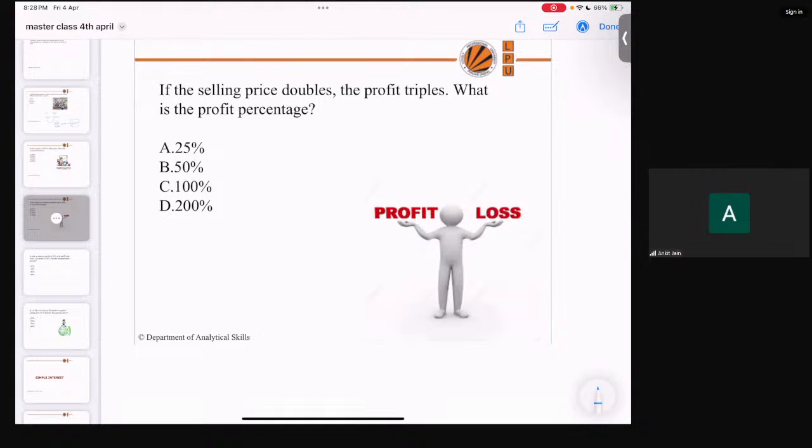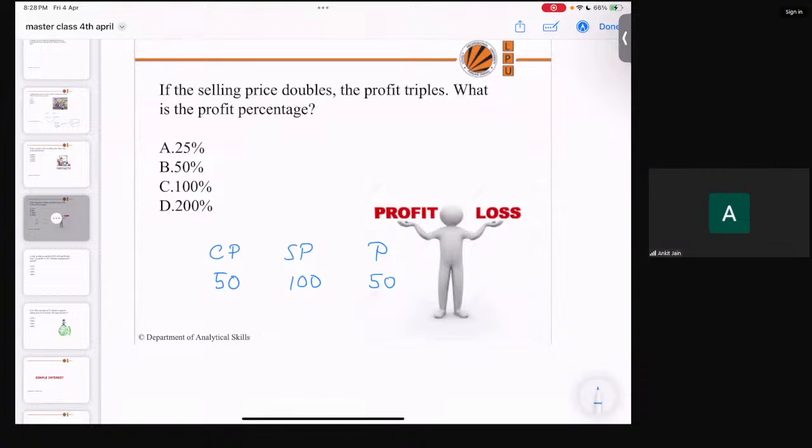If selling price doubles, profit triples. So what is the profit percentage? Imreen gave the right answer. Very good, 100%. This is the case only when the profit is 100%. Suppose we assume a case, let's say CP is 50, SP is 100. So what is the profit? Profit is SP minus CP, which is 50.